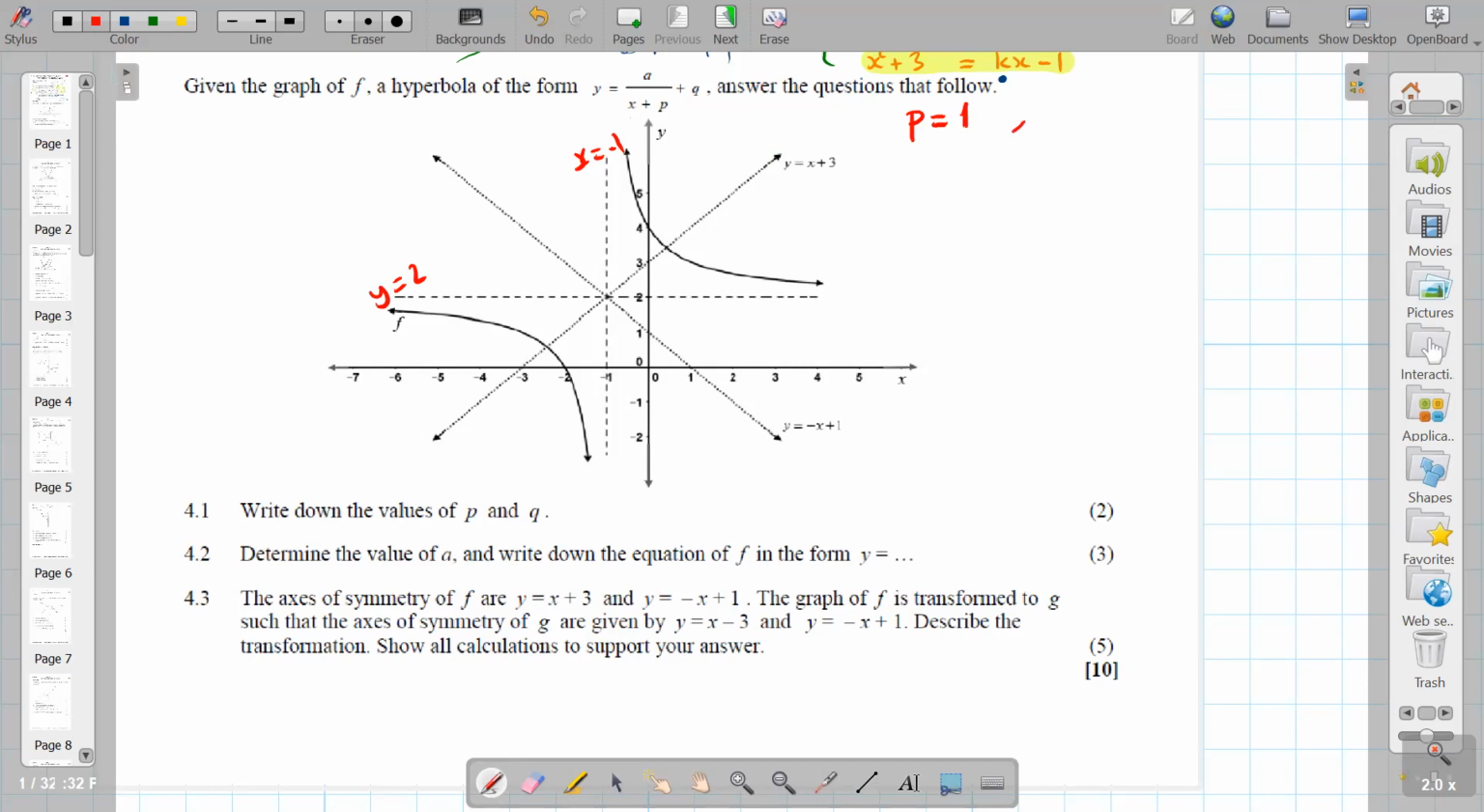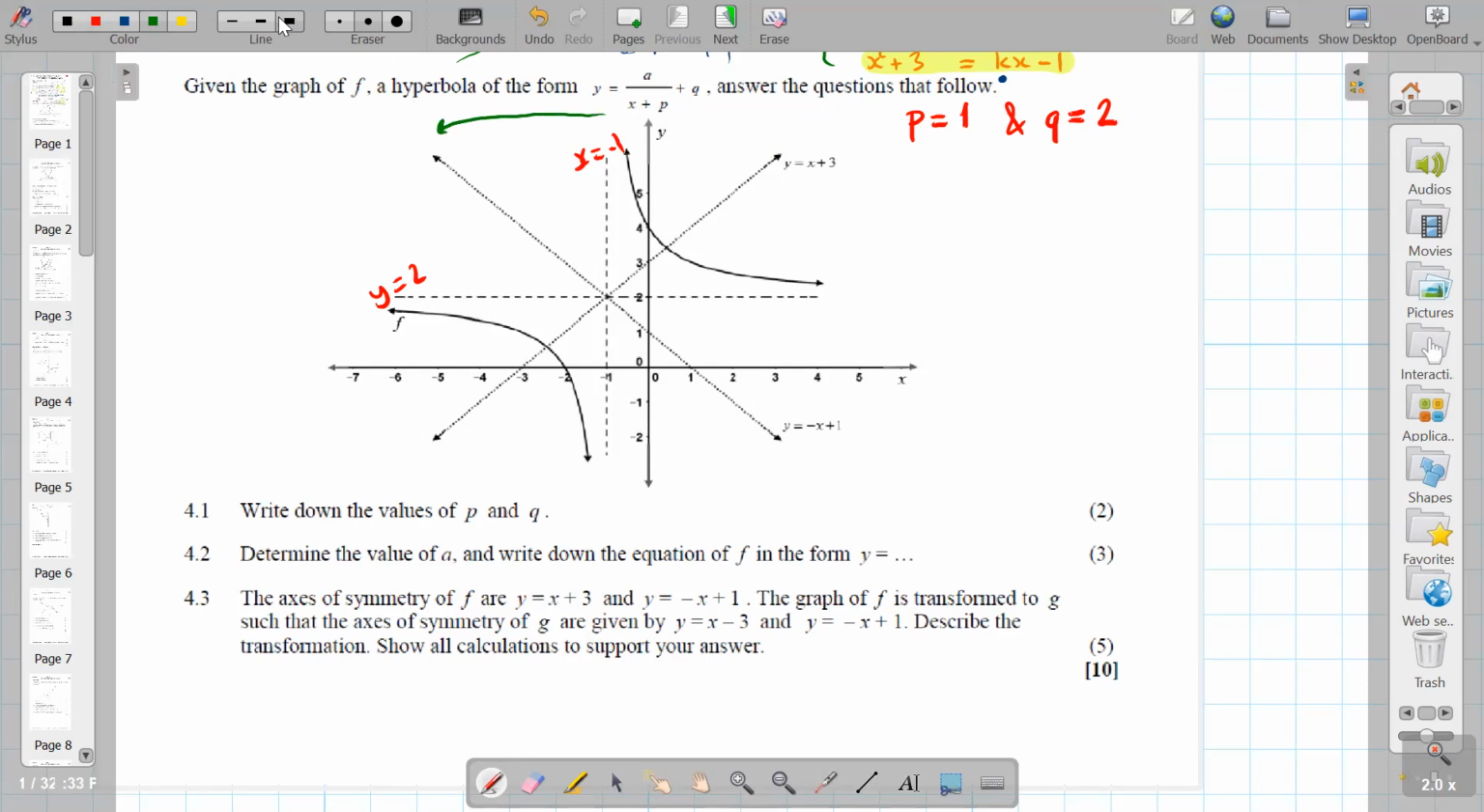Okay, and then I can just say q is equal to the horizontal asymptote, which is q is equal to 2. So that's just 2 marks, but be careful. You may get confused with p. Is it -1 or 1? You can maybe do it this way.